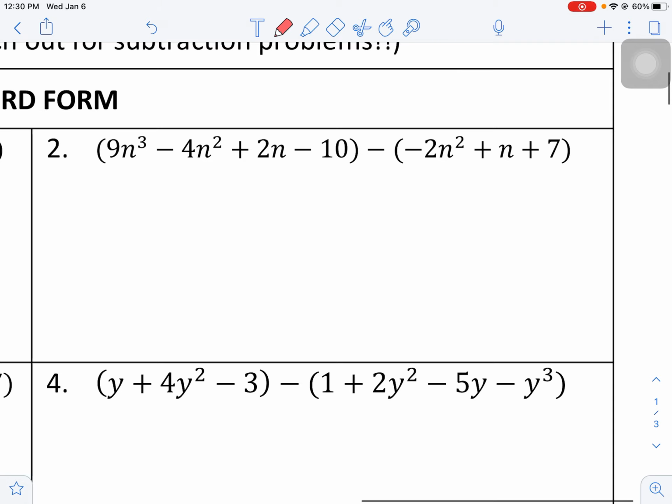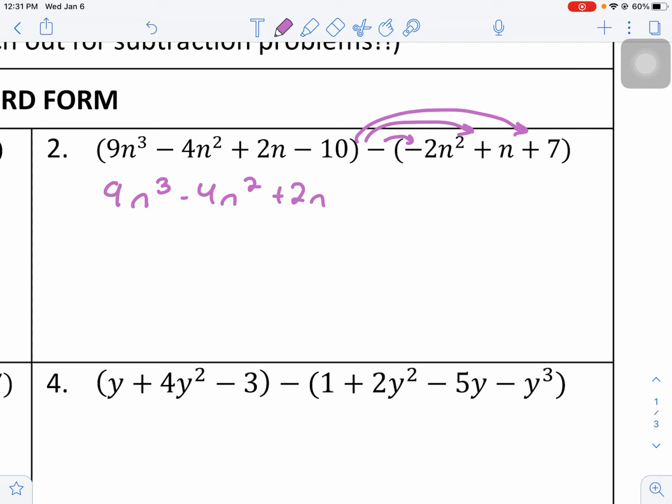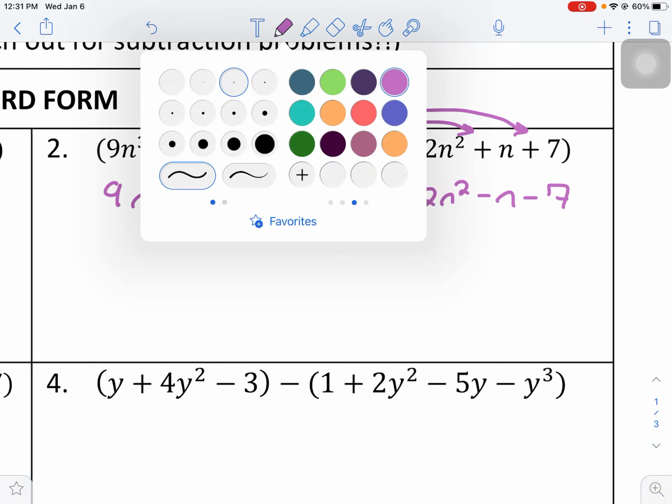For this next one, question number 2, we need to be careful because negatives can always screw everything up. So what I like to do is just distribute the negative right away, get rid of that negative, so then we don't have to worry about it. So now we have 9n cubed minus 4n squared plus 2n minus 10, that's going to be plus 2n squared minus n minus 7.